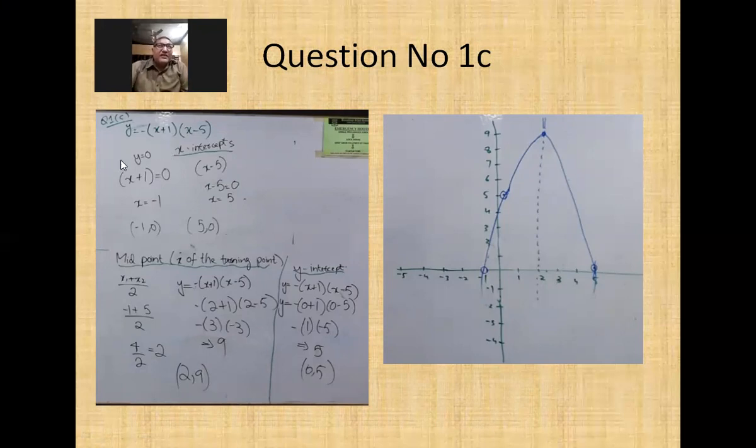X-intercept, here we have used a different technique. Whenever you find the x-intercepts, the y definitely is 0. So you substitute y with 0, and it means x + 1 is 0 or x - 5 is 0, because these two are multiplying, and if their answer is 0, then either the first bracket is 0 or the second bracket is 0, or both of them are 0. So you will have x = -1, x - 5 = 0, so x = 5. So the x-intercepts will be (-1, 0) and (5, 0).